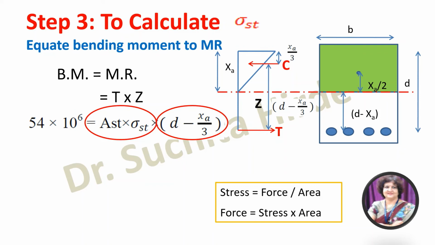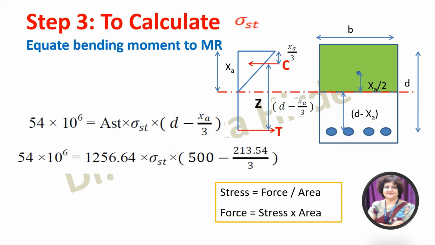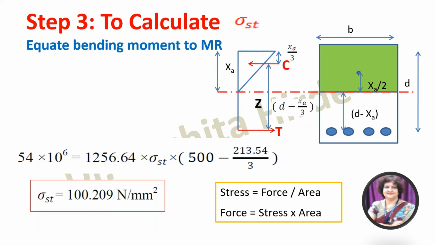Now what is the unknown quantity in this? Unknown quantity is only sigma ST. So from this expression we can calculate the value of sigma ST by equating this equation. So if you solve this equation, you will get sigma ST is equal to 100.209 Newton per millimeter square. So this is how we get the value of stress, actual stress developed in this tensile reinforcement.